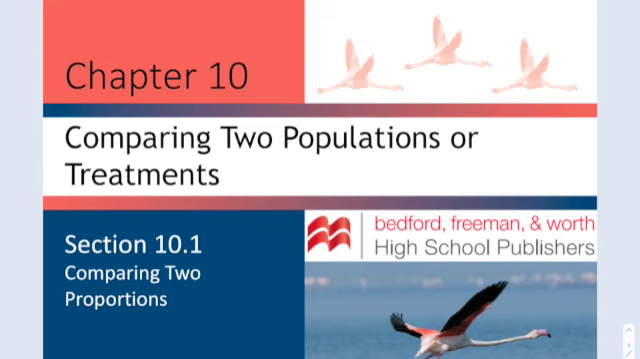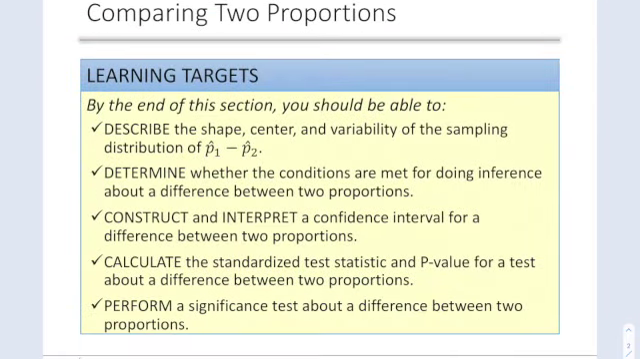Here in Chapter 10, we're going to be comparing two populations or treatments. So we're going to be looking at significance tests and hypothesis testing all at the same time, just like we did in Chapter 9, only we have two groups. By the end of this section, we're going to be able to describe the shape, center, and variability of the sampling distribution of the difference of sample proportions, and to determine whether the conditions are met for doing inference.